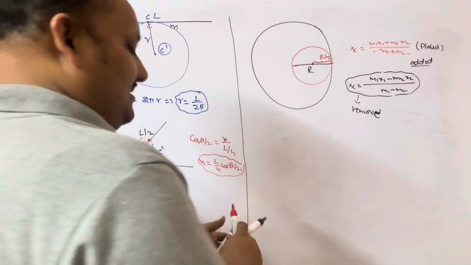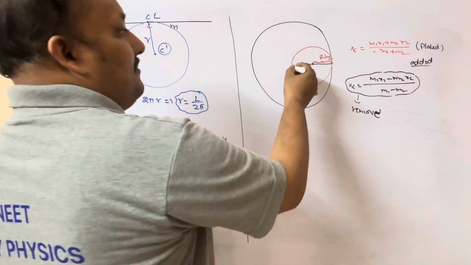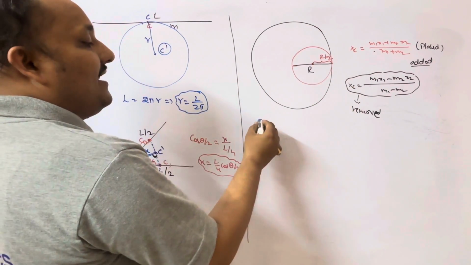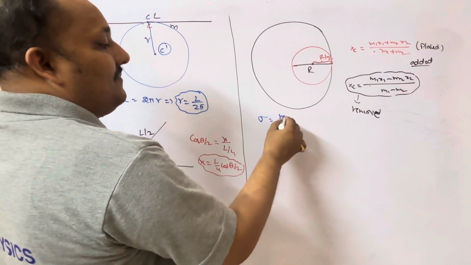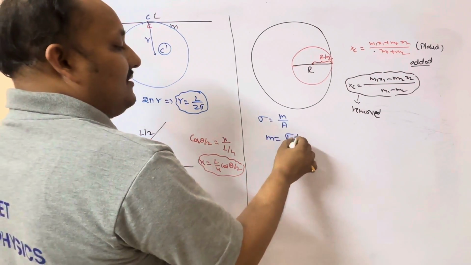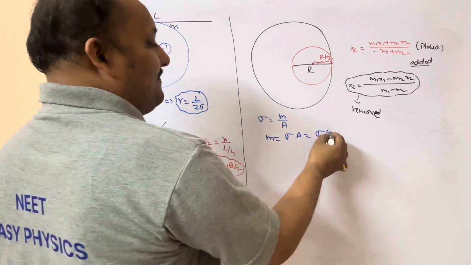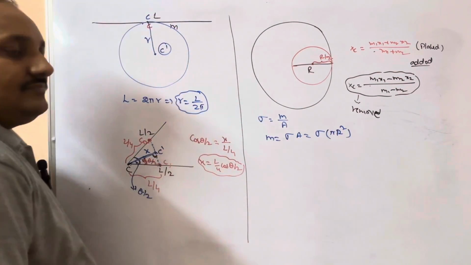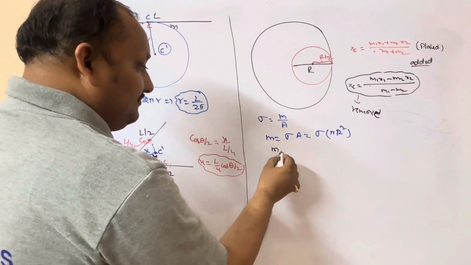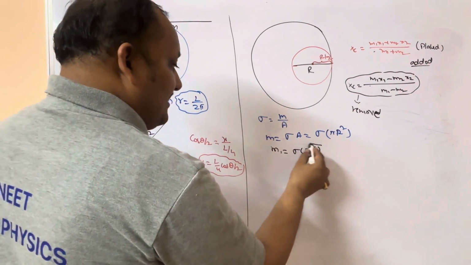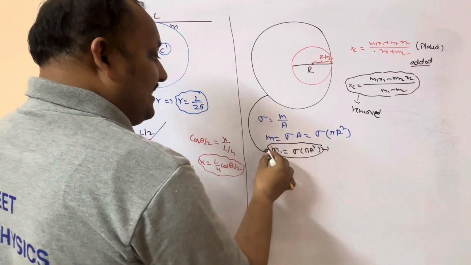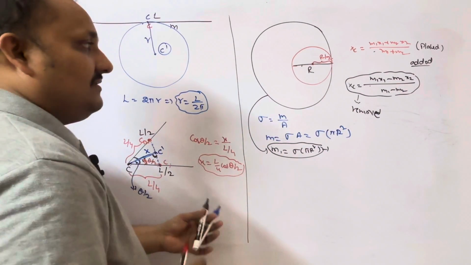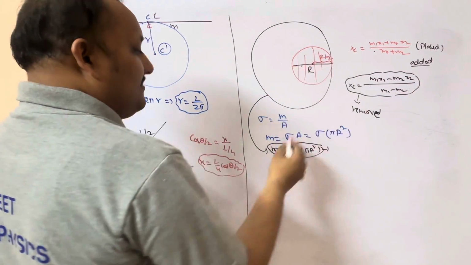So how will we take this? What is the mass of this initial disk? The disk is having only area. Therefore, sigma is equal to mass per unit area. So mass is equal to sigma into area. What is the area of this? Pi r square. Now m1 is equal to sigma pi r square, the mass of this bigger disk before removal of the smaller disk. Now what is the mass of this smaller disk, which is in red color?